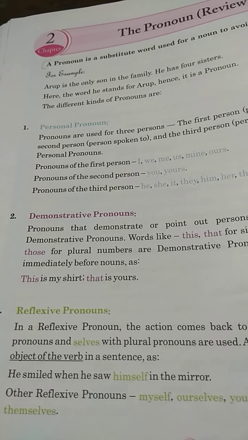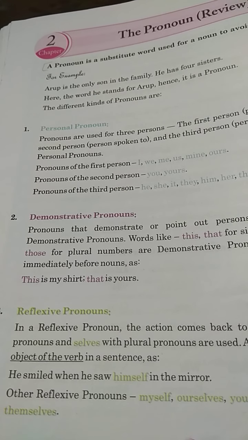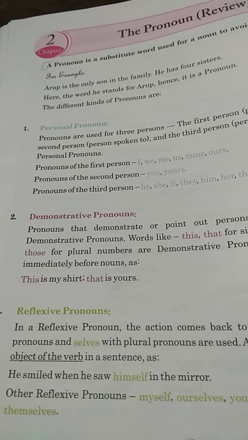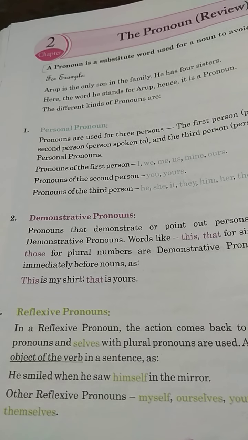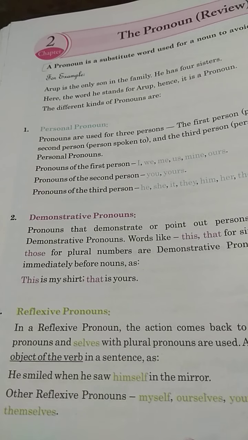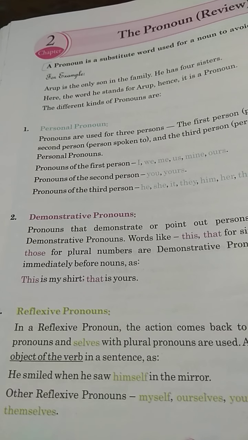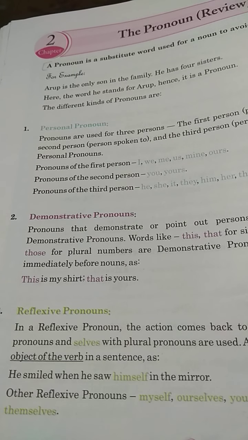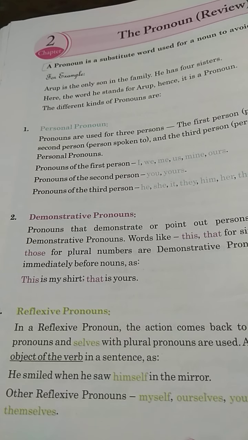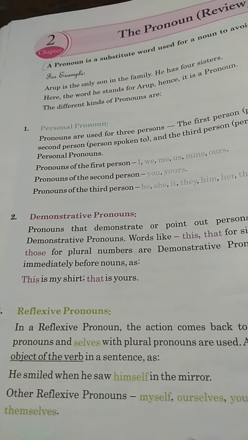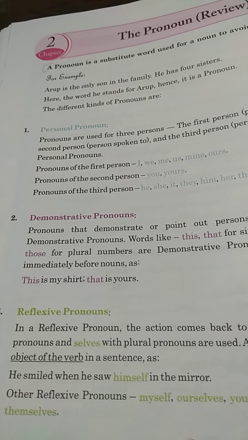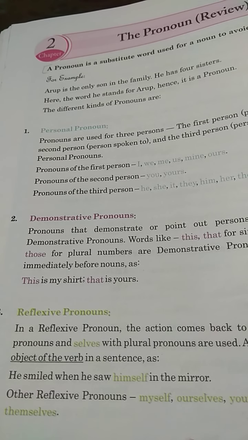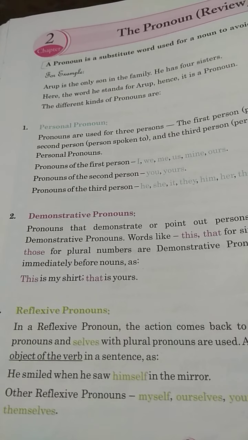First person includes the speakers, both in the singular and plural forms. They are I, me, mine, we, us, ours. Second person includes persons spoken to. They are you, yours. Third person includes persons spoken about. They are he, him, his, she, her, hers, it, they, them, theirs.